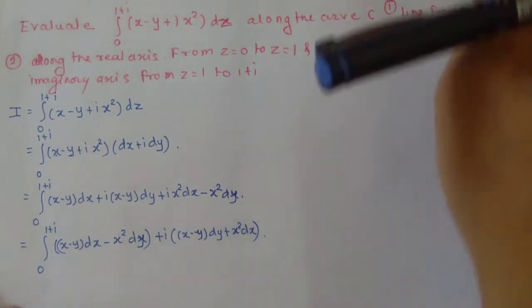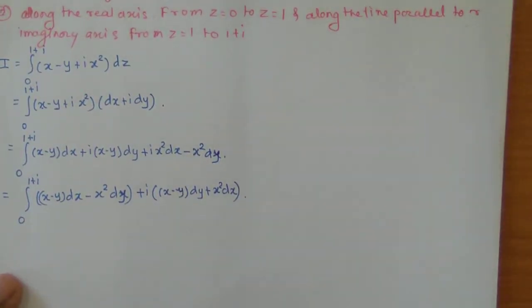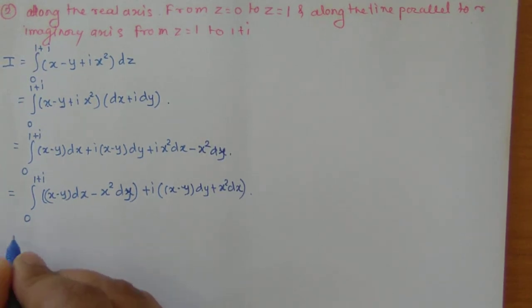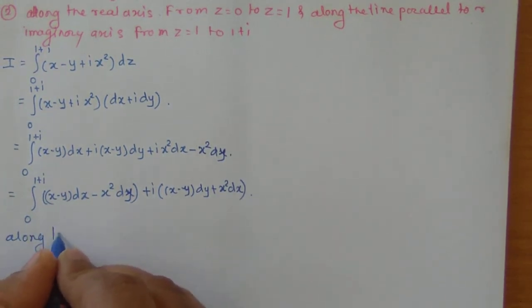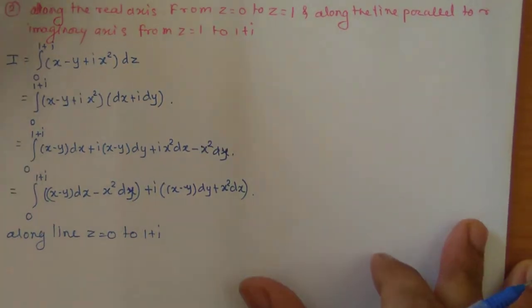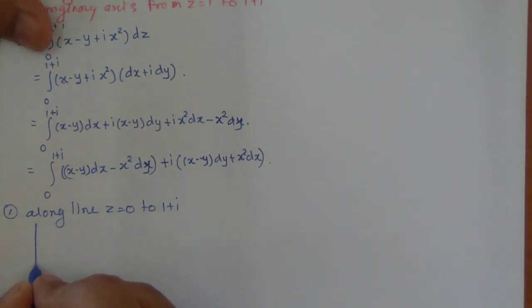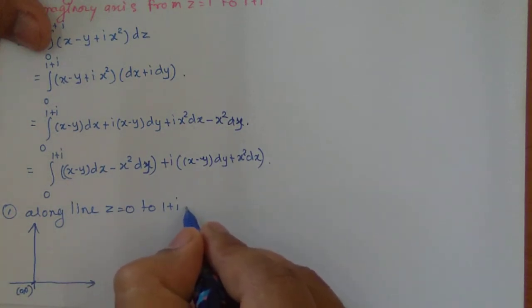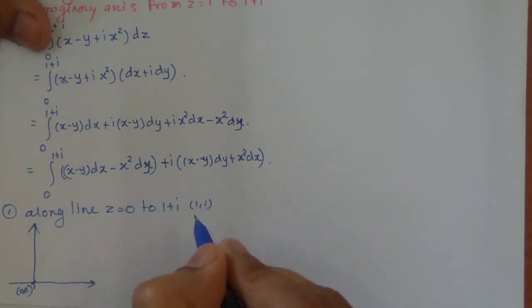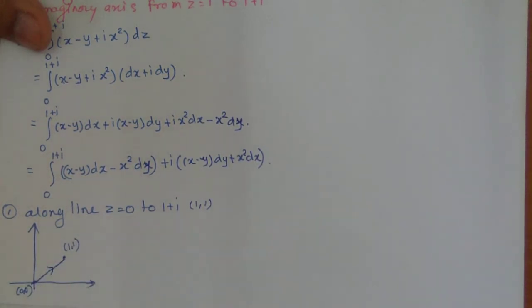Now in the first part, our curve C is along the line from z equal to 0 to 1 plus i. Now what is it exactly? z equal to 0 to 1 plus i is basically a straight line. See the diagram. 0 means it is the origin. Now 1 plus i means what? The real part is 1, the imaginary part is 1, that is the point (1, 1). So it is a straight line joining these two points.